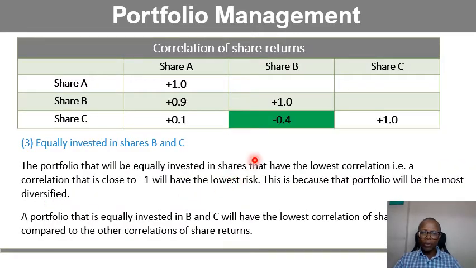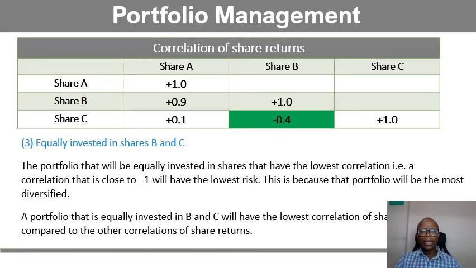I am so proud of you if you said shares B and C, simply because those were the two shares with the lowest correlation. Remember, we said to minimize the risk, we need to invest in a portfolio with negative correlation, and the closer the correlation to -1, the better. Shares B and C give us -0.4.